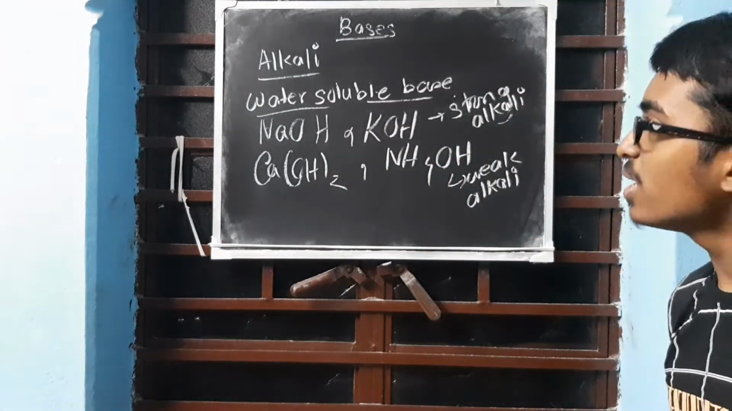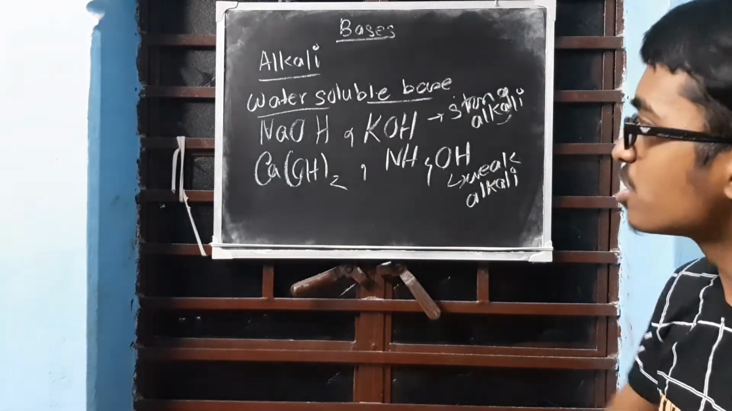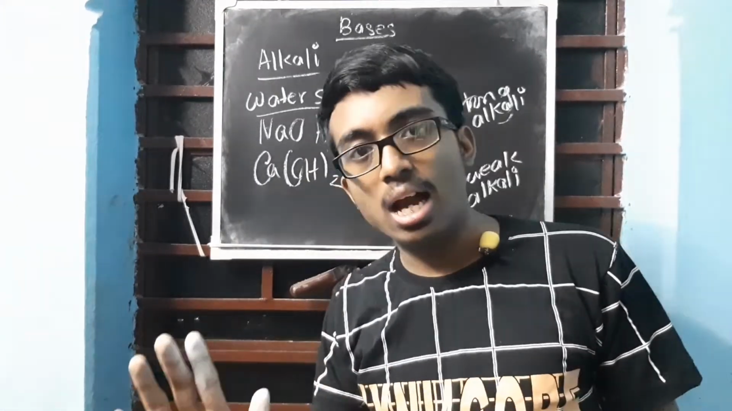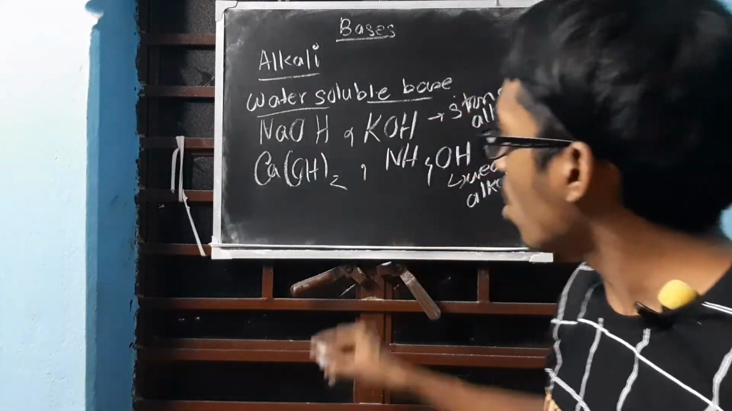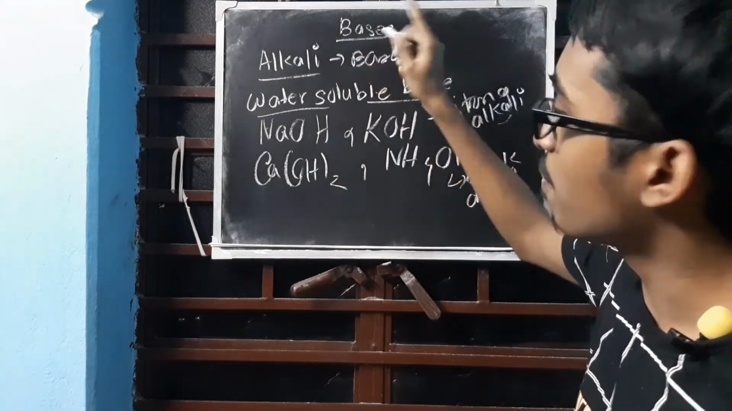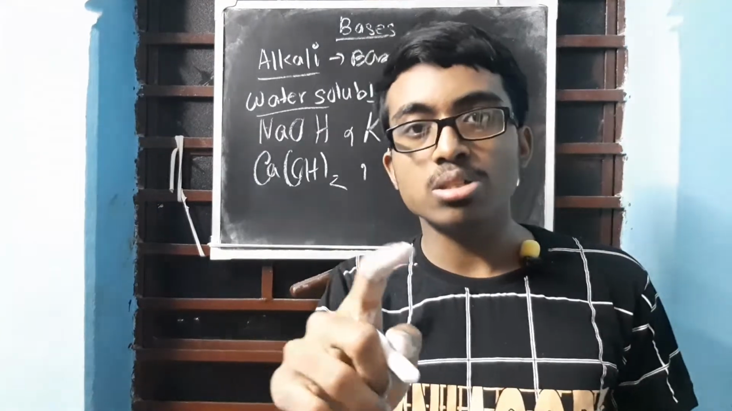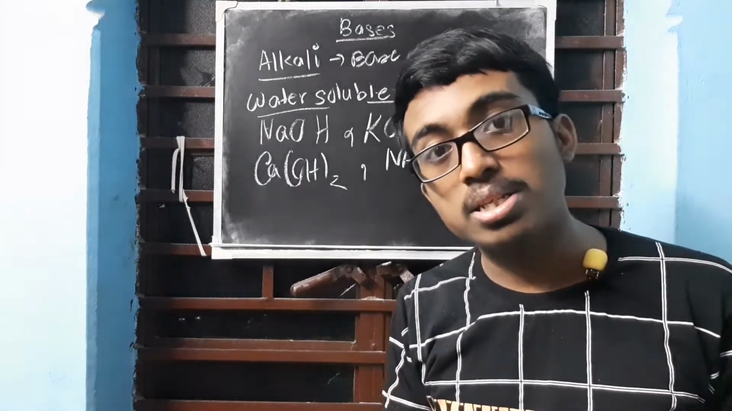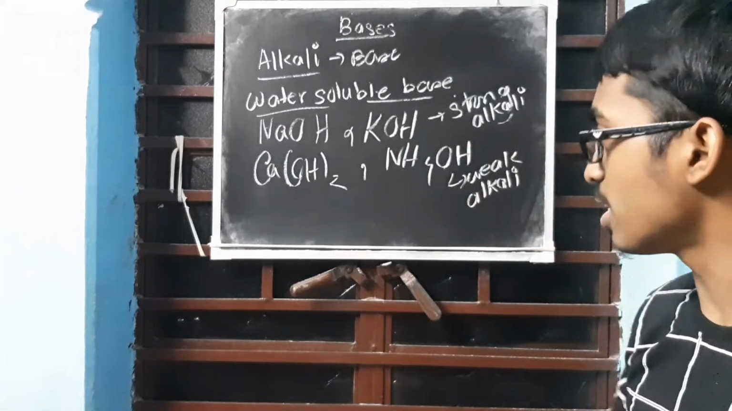Now the main thing that I need to say to you here is that an alkali is a water soluble base. So all alkalis are bases, right? But if you write all bases are alkalis, it is wrong. So all alkalis are bases, but all bases are not alkalis. Example.